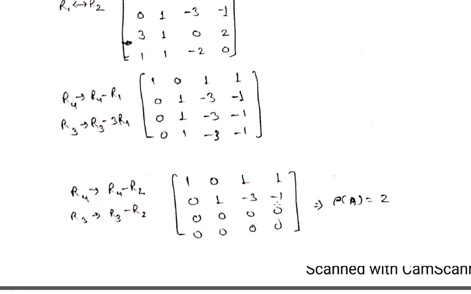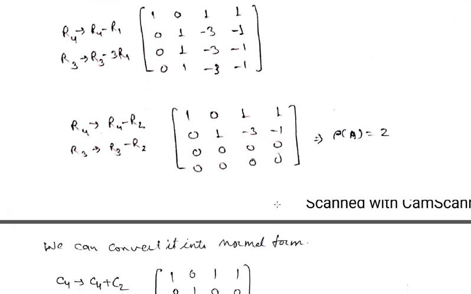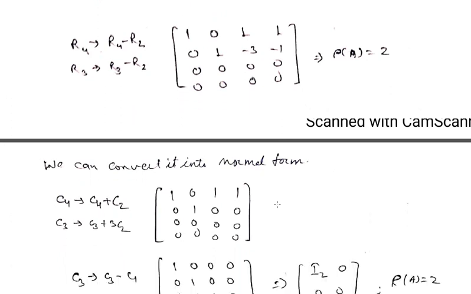Now we can convert it into normal form. To convert it into normal form, we will convert all these elements into 0. That is, only the leading element remains as 1, and except for the leading element, every element of each row will be 0. Such a form is called normal form. Here the first non-zero element is known as the leading element. That is, in the first row this element is the leading element, and in the second row this element is the leading element. So except for these two leading elements, all elements must be 0.